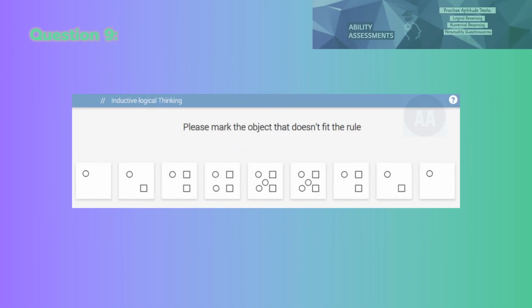So for question number 9, what we can do is start off by counting the number of shapes in each object. You can see here we have 1, 2, 3, then we have 4, then we have 5, and then we have 5 again. So already this is like a red flag. Then we have 3, then we have 2, and finally we have 1.